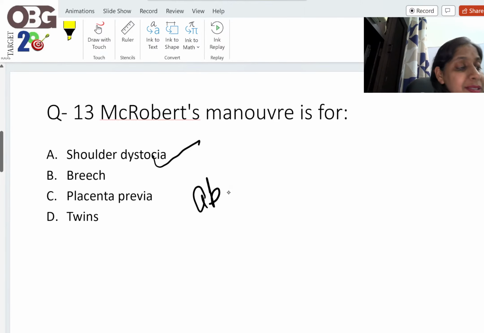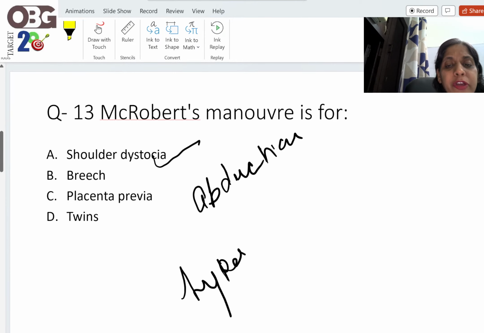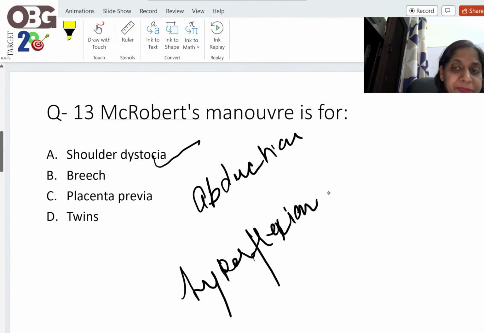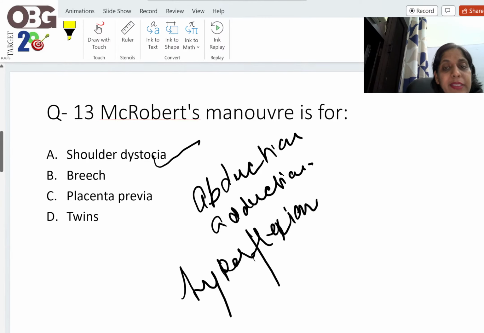McRoberts maneuver is, Nimra, can you tell me whether it is abduction or adduction of thigh? Of course it is hyperflexion of thigh. Yes, it is abduction and it is hyperflexion of thigh. So two movements are there in McRoberts maneuver.